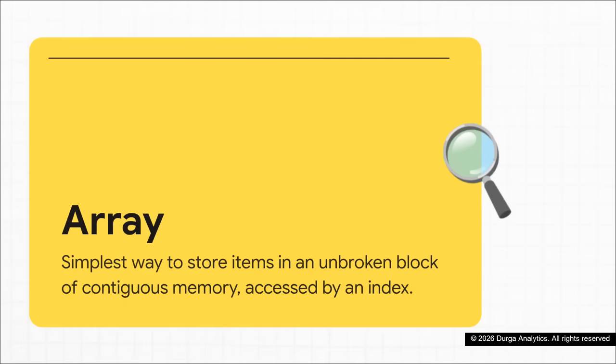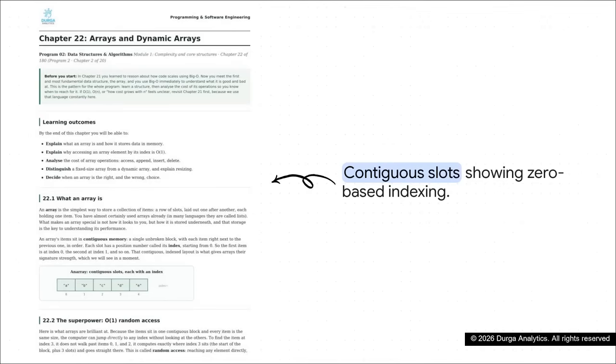But the crucial point isn't how it looks to you in your code editor, it's the physical memory layout. An array stores items in a single, unbroken block of contiguous memory. Think of it as a row of slots, laid out one after another, each holding one item, accessed by a position number we call an index, which always starts at 0. If you visualize those items, say the letters A through E, sitting right next to each other in this contiguous block, you'll notice there are absolutely no gaps.